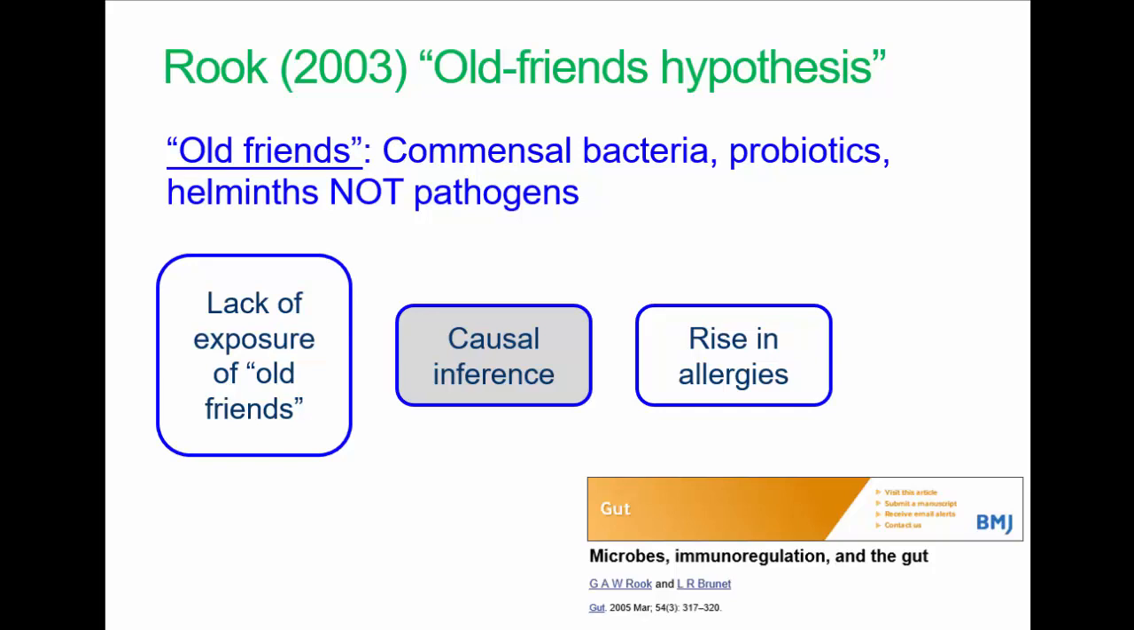In 2003, Rook proposed the old friends hypothesis, which has been described as a more rational explanation for the links between microbial exposure and inflammatory disorders. In this case, the hypothesis states that vital microbial exposures are not common childhood infections, but rather the microbes already present during mammalian and human evolution. He proposed that co-evolution with these species has resulted in their having a role in immune system development.